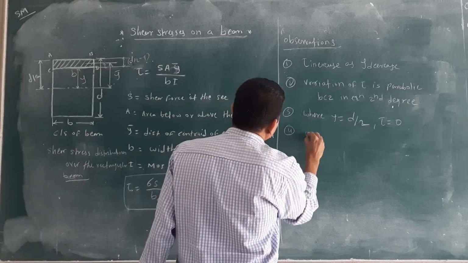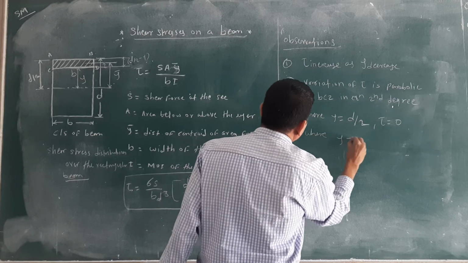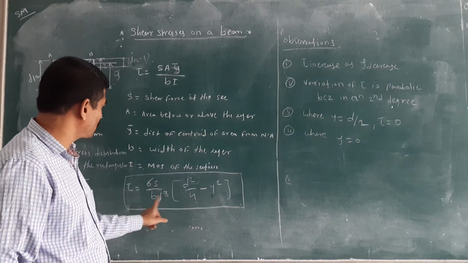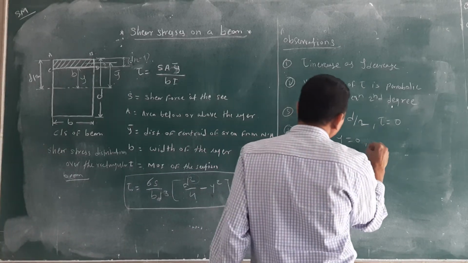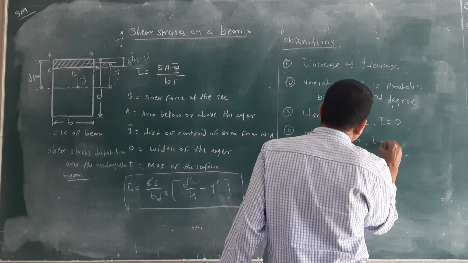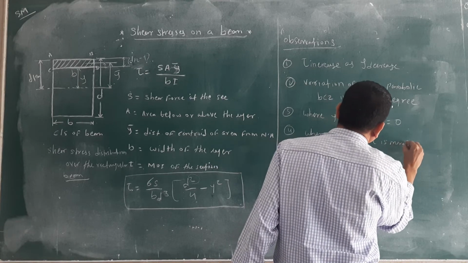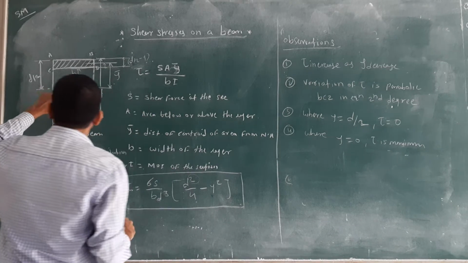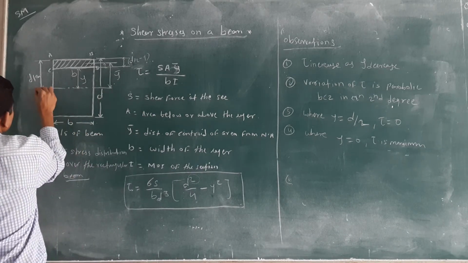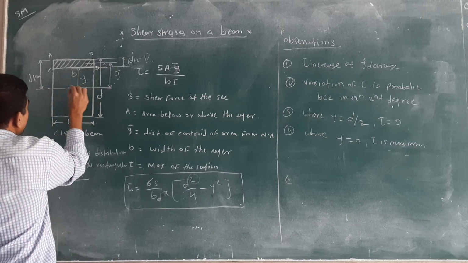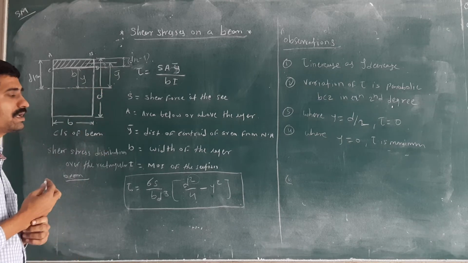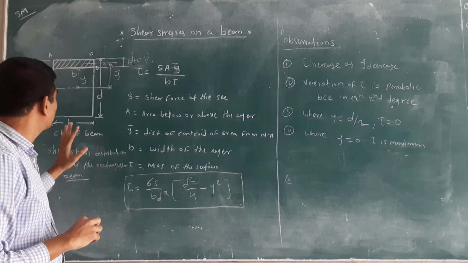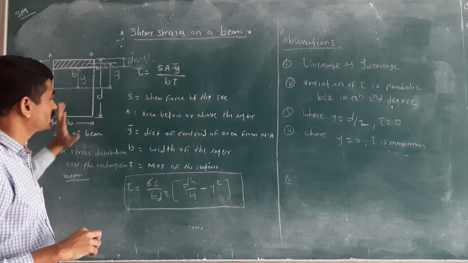Reverse of that, where y is 0. Where y is 0, what is the value of tau? If y is 0, then you will get tau maximum. If you put y equal to 0, you will get the maximum value for the shear stress at the centroid, at the neutral axis.